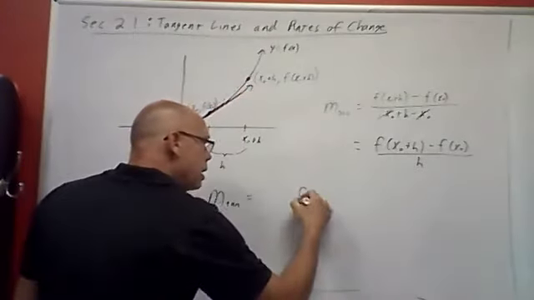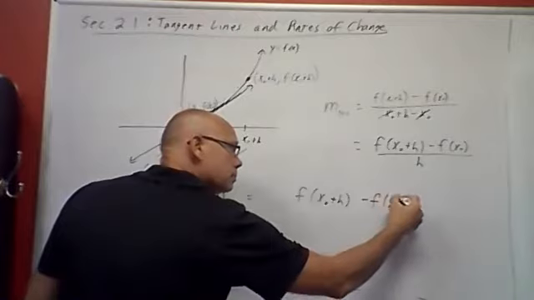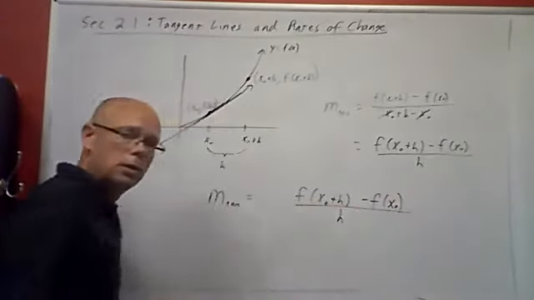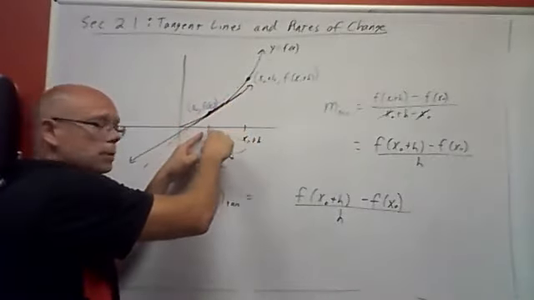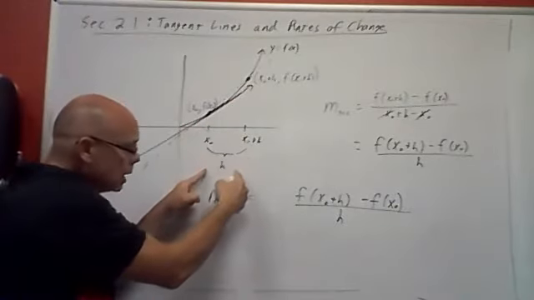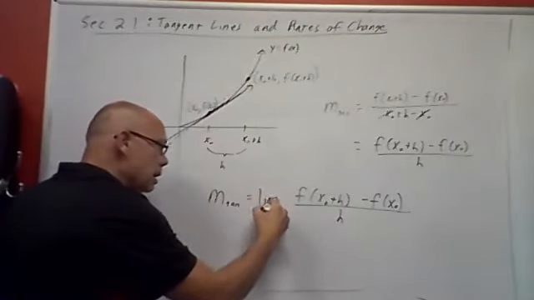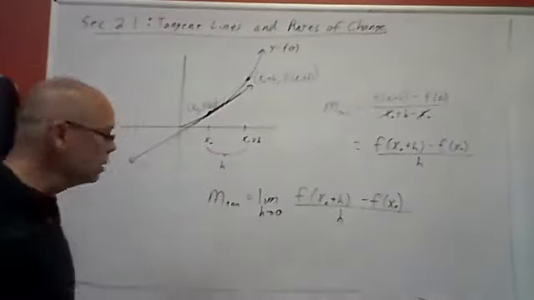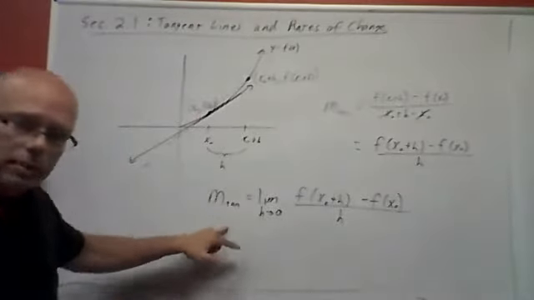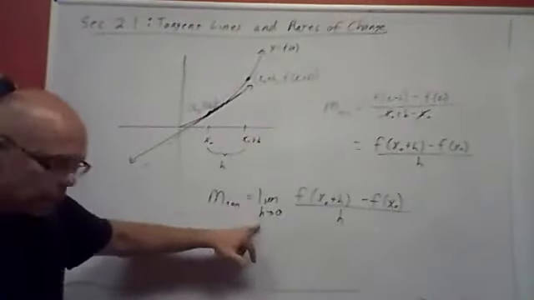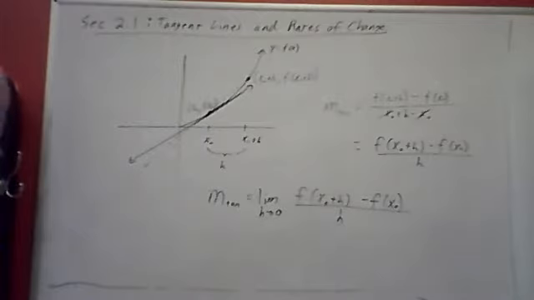So I can still say it's f at x naught plus h minus f of x naught all over h. But now what happens if I move these 2 points closer and closer together? So what does that mean as far as h? h gets smaller and smaller and smaller. And doesn't that mean this? h approaches 0. So I really want the limit of this function as h approaches 0. And that'll give me m tangent now. It's not just an estimate anymore. If I take that limit as h approaches 0, this is my tangent line, or my tangent line slope, I should say.